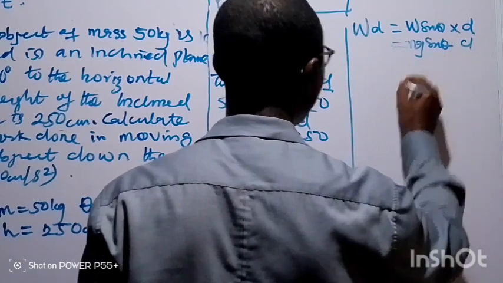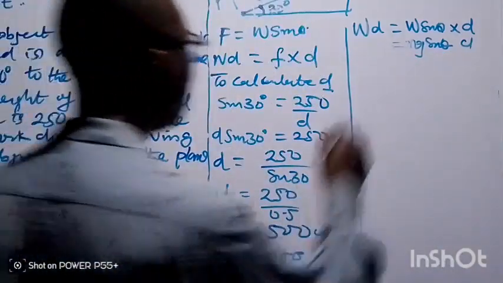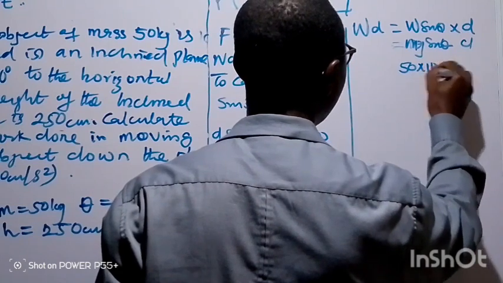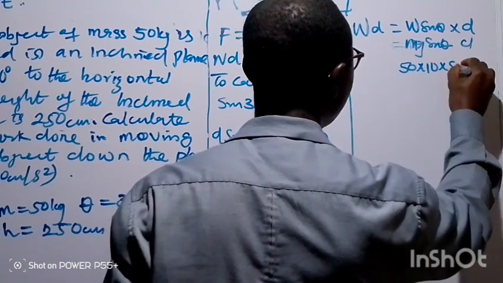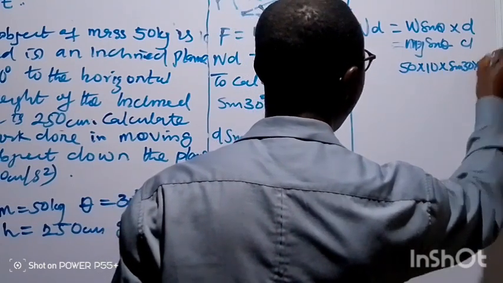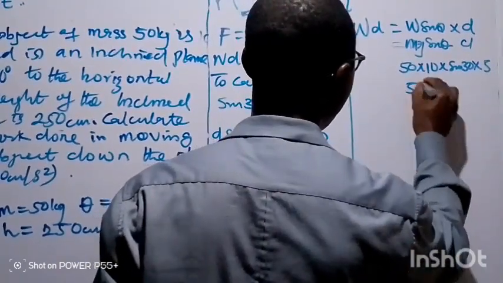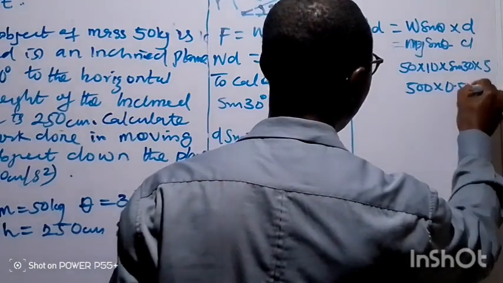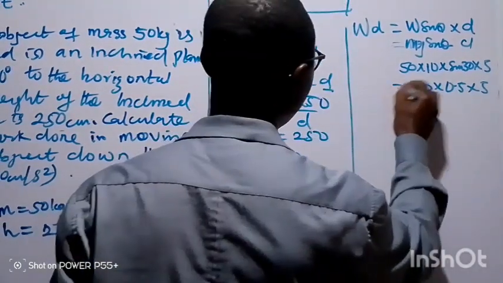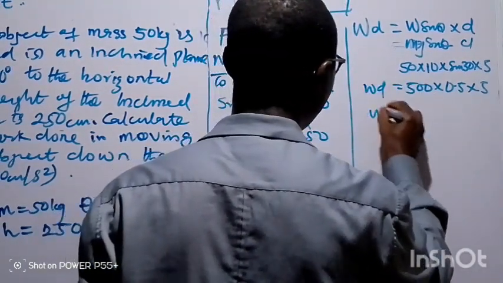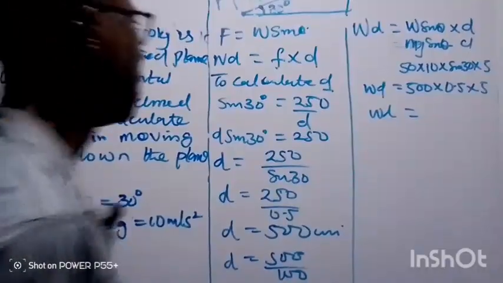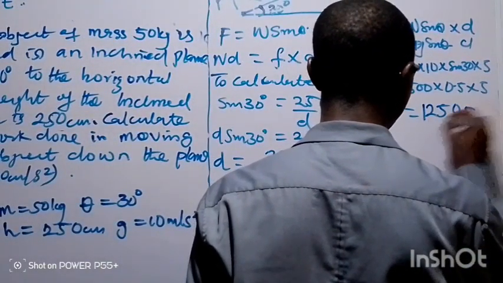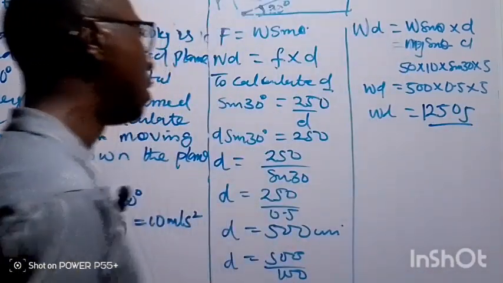The mass of this is 50. So that will be 50 multiplied by 10 multiplied by sine 30 multiplied by 5. This gives us 500 multiplied by sine 30, which is 0.5, multiplied by 5. So the work done will be equal to 1,250 joule. That is the work done.